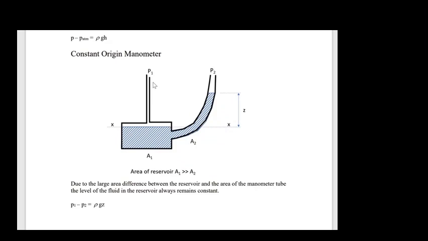So even if P1 were to change, that's going to result in a really small change in this fluid height here, so actually we can negate that. We can say basically that's constant. So if A1 is significantly larger than A2, you've got a constant origin manometer. Now, if you've got a constant origin manometer, it's just this height here, Z, the height of the fluid above that constant origin, which tells us the pressure difference between P1 and P2. So P1 minus P2 equals rho gZ. We've got a constant origin manometer.